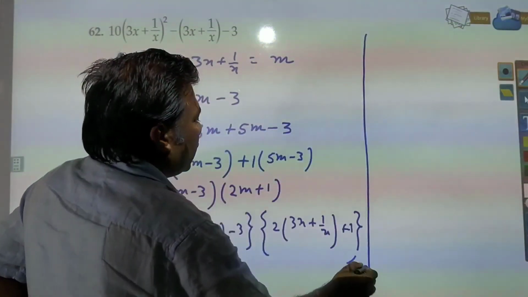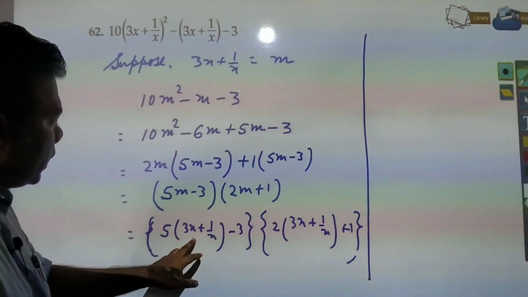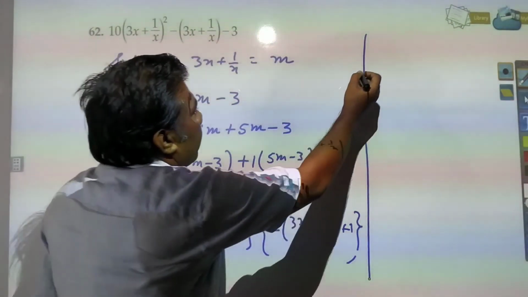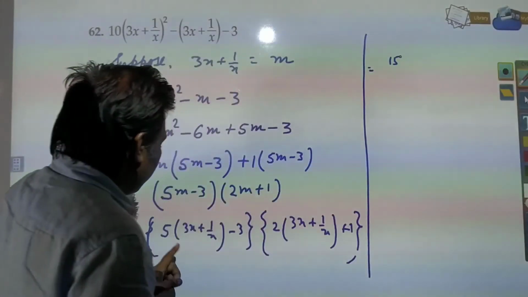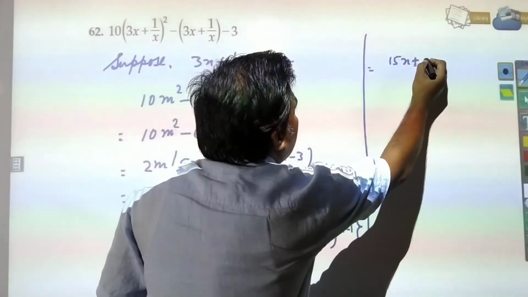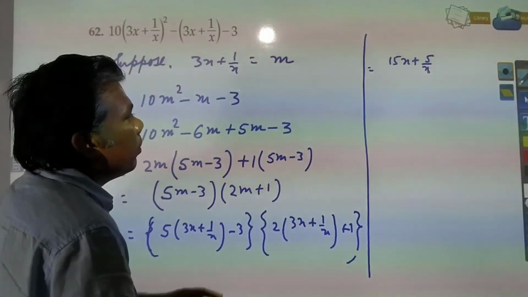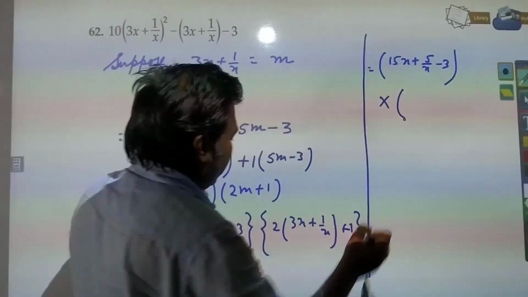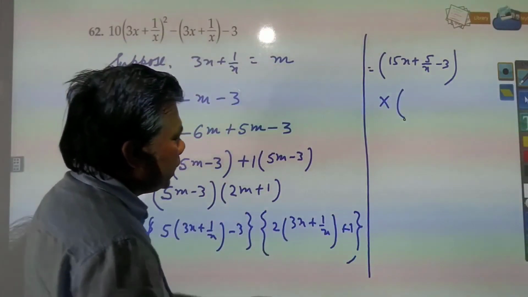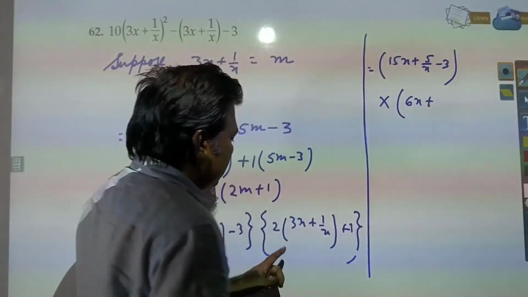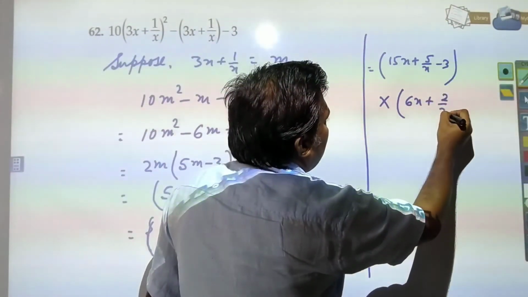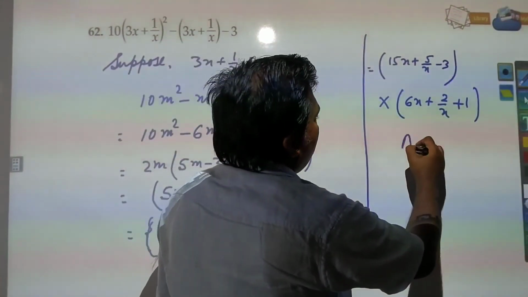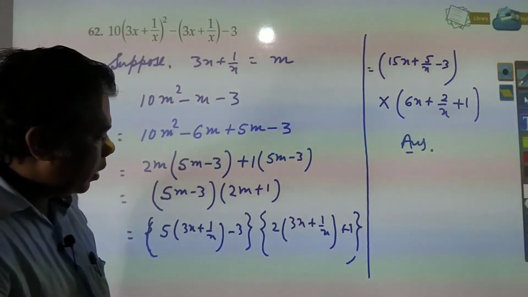Now again simplification will be required. Here 5 × 3 is 15, so 15x + 5/x − 3, and into that, 2 × 3 is 6, so 6x + 2/x + 1. So that will be your answer. Okay, next we will see.